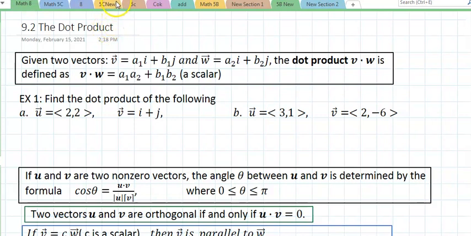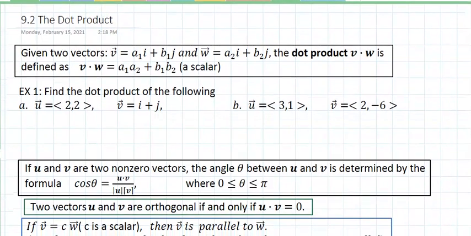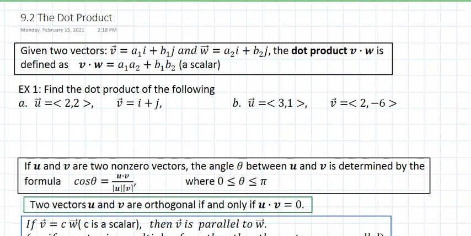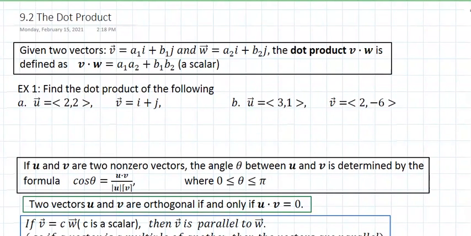Alright. Next section deals with the dot product. We're going to cover a minor part of this. Actually, the major part of this, but it's not that bad. It's really simple, very short section.